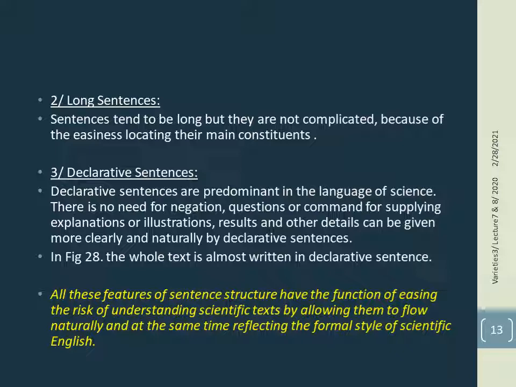All these features of sentence structure have the function of easing the risk of understanding scientific texts by allowing them to flow naturally and at the same time reflecting the formal style of scientific English. Okay, so all these features of simplicity, of declarative sentences, and so on, actually work on achieving ease of understanding, and also they function as reflecting the formal style of scientific English.